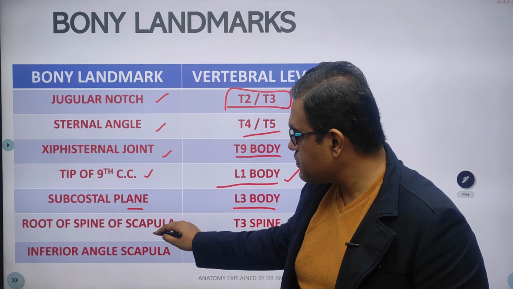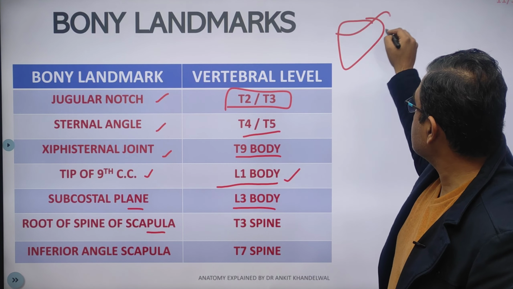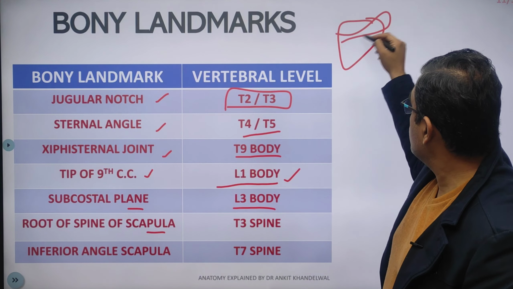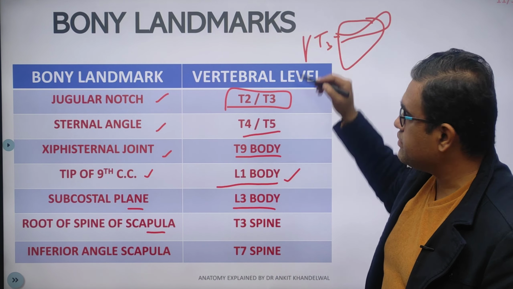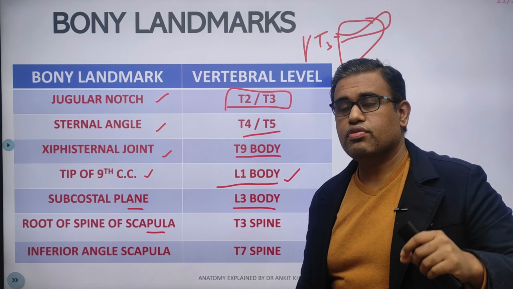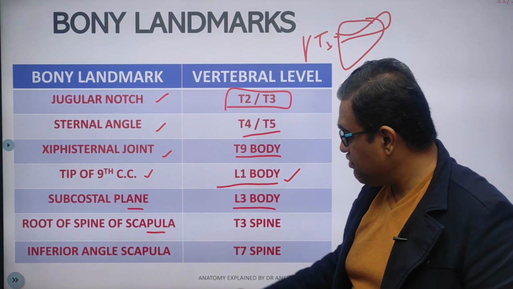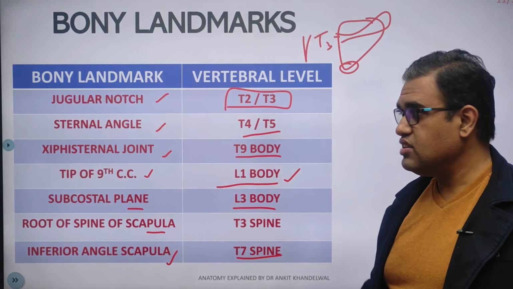Then you have the root of the spine of the scapula, which we'll see posteriorly. If you look at the scapula over here, the right side is the scapula, posterior view. This whole spine, its root over here, is lying around the T3 spine, or around the upper part of the T4 body. Then the inferior angle of the scapula, again this part of the scapula, is around the T7 spine. These all things we should know.